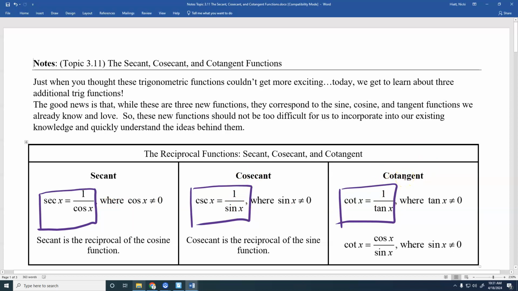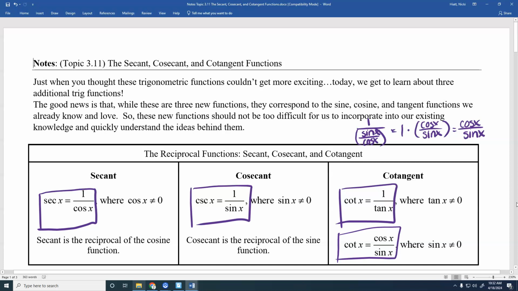Cotangent is 1 over tangent, and tangent is sine over cosine, right? So if I'm doing 1 over sine x over cosine x, dividing fractions is easy as pie. I flip the second and multiply. Cotangent can also be given as cosine x over sine x. So this is another way that you could write cotangent. It's the reciprocal of tangent. Tangent is sine over cosine. We flip it and we get cosine over sine.